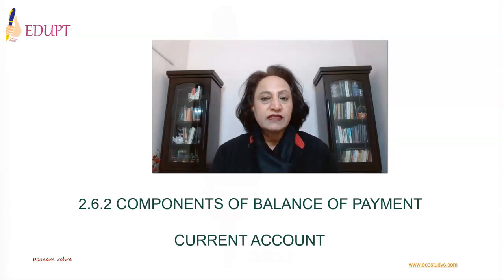This is the second session on balance of payments. In the previous session, you have understood the structure of balance of payment. I am Poonam Vohra from Macroeconomics Learning Center. In the present session, you will understand the components of current account of balance of payments.